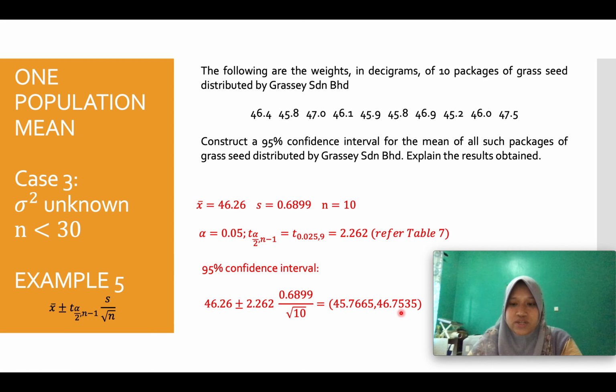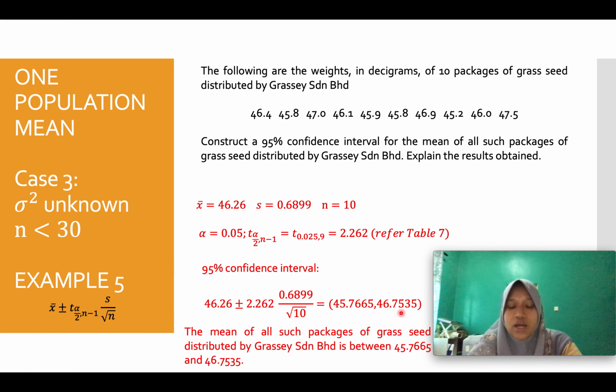Okay, so how to interpret this value? So we can say that the mean of all such packages of grass seed distributed by Gracie Syndrome is between 45.7665 and 46.7535. Okay, or we can say we are 95% confident the mean of packages is between the confidence interval that you obtained.